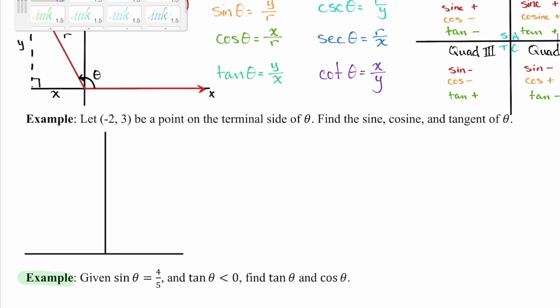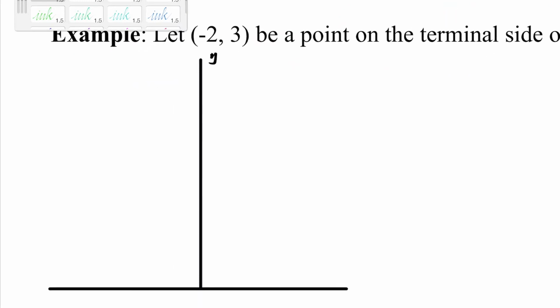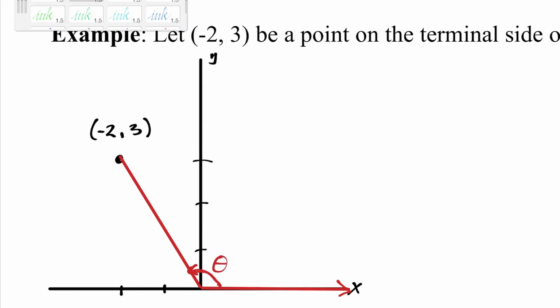So the first one I'm going to go over, we have a point (-2, 3), and that is on the terminal side of our angle. So they want us to find just the sine, the cosine, and the tangent of this. So I've kind of set up my y and my x-axis. So (-2, 3) would be about here. And so there is my angle theta. See, that terminal side goes right through that (-2, 3).